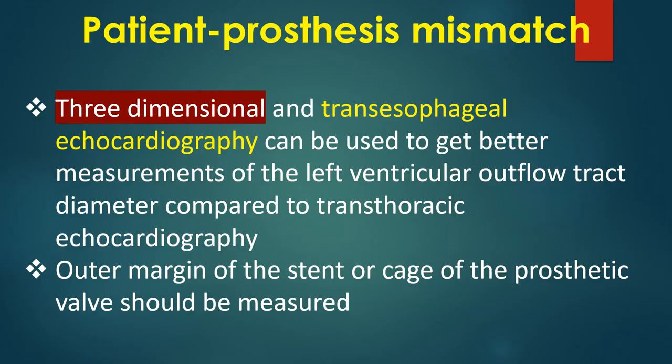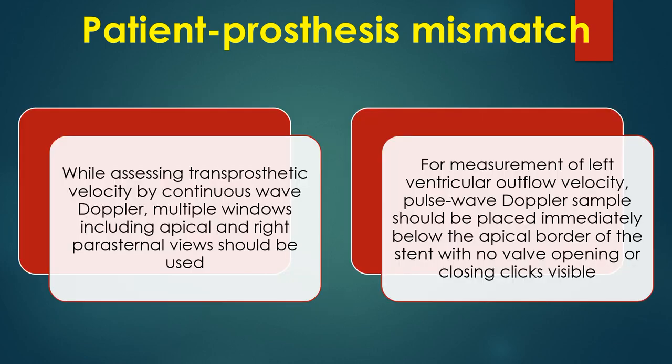Three-dimensional and transesophageal echocardiography can be used to get better measurements of the left ventricular outflow tract diameter compared to transthoracic echocardiography. Outer margin of the stent or cage of the prosthetic valve should be measured. While assessing transprosthetic velocity by continuous wave Doppler, multiple windows including apical and right parasternal views should be used. For measurement of left ventricular outflow velocity, pulse wave Doppler sample should be placed immediately below the apical border of the stent with no valve opening or closing clicks visible.